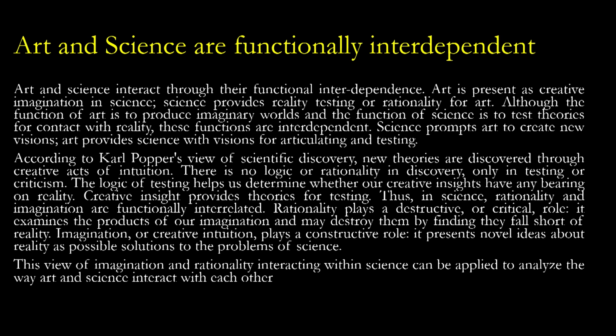Art and science are functionally interdependent. Art and science interact through their functional interdependence. Art is present as creative imagination in science. Science provides reality testing or rationality for art. Although the function of art is to produce imaginary worlds and the function of science is to test theories for contact with reality, these functions are interdependent. Science prompts art to create new vision. Art provides science with vision for articulating and testing.